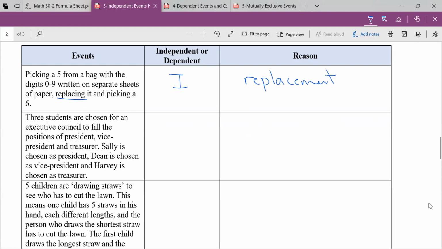Independent. 3 students are chosen for an executive council to be president, vice president, secretary, or treasurer. Sally is chosen as president, Dean is vice president, Harvey's treasurer. Well, this would then be dependent because once Sally's president, she can't be vice president or treasurer, right? So the probabilities are changing. What's going to happen each time? Whoever is president then changes who can be vice president.